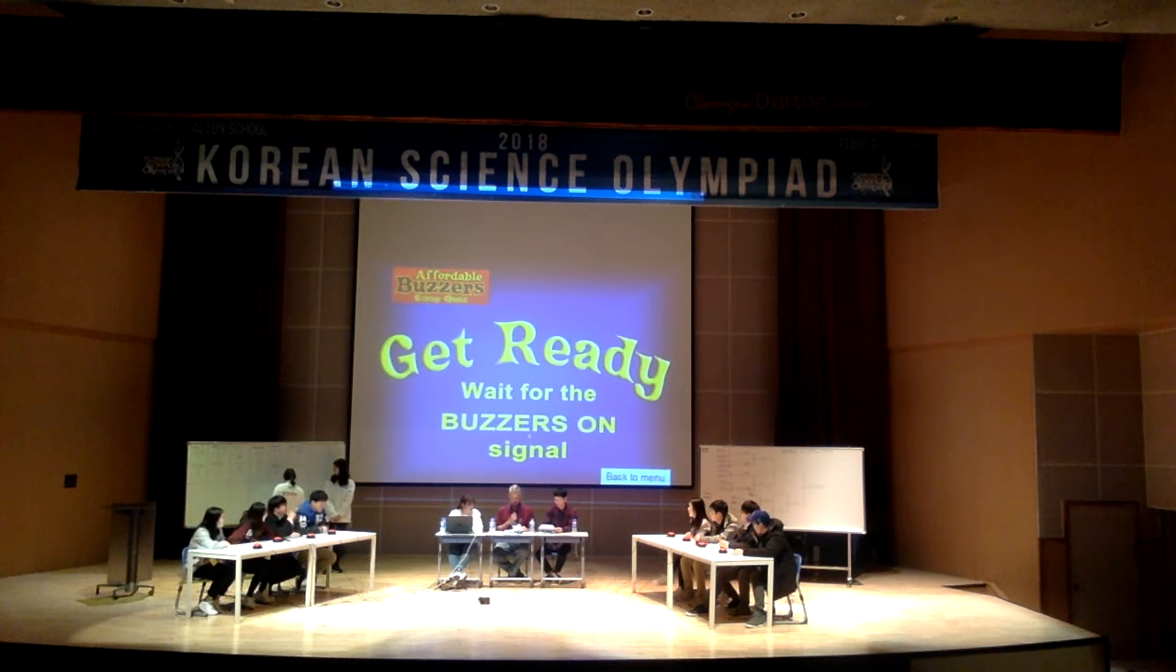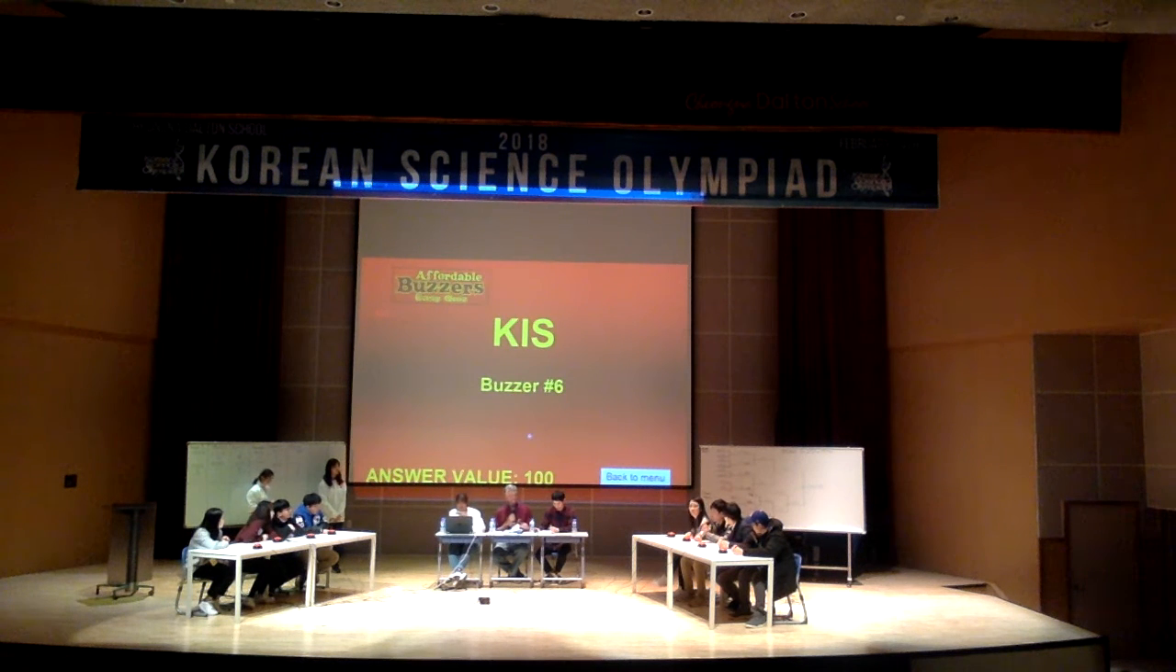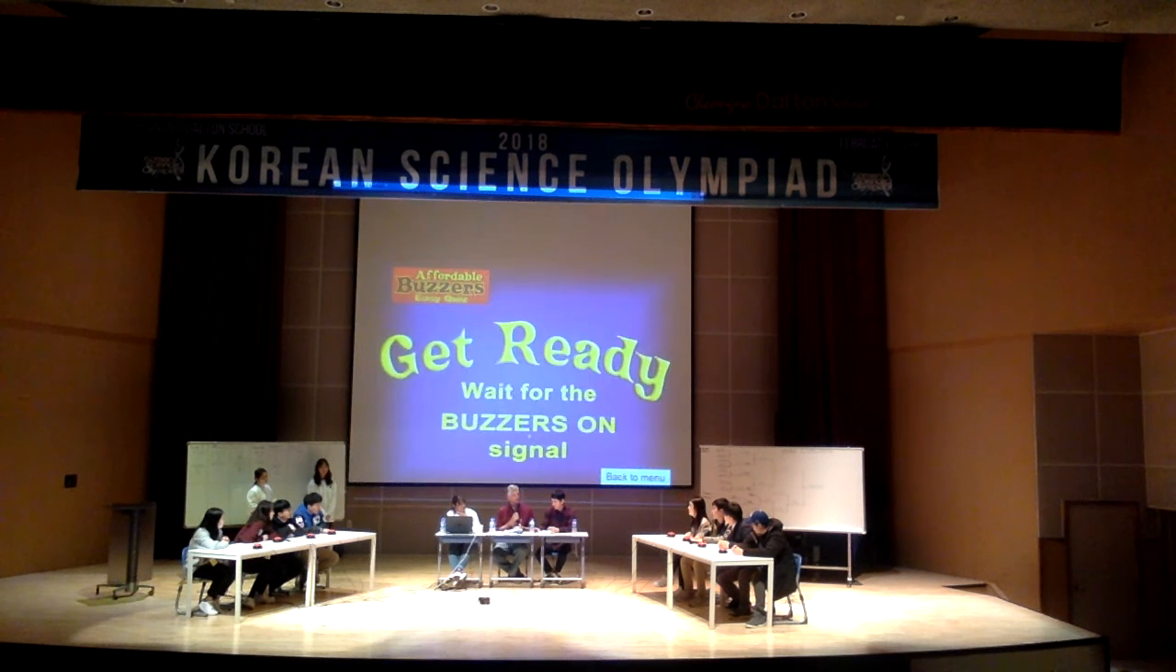Next toss-up question is an astronomy short answer question. Which two of the following 4 factors most directly determine the apparent visual magnitude of a star? Distance from Earth, intrinsic brightness, color, age. KIS. That's correct. Distance from Earth, intrinsic brightness.